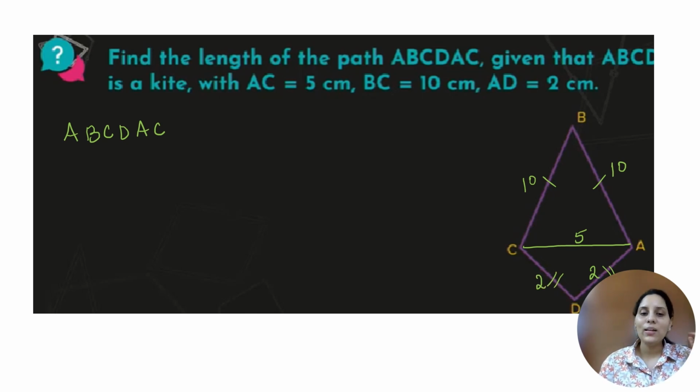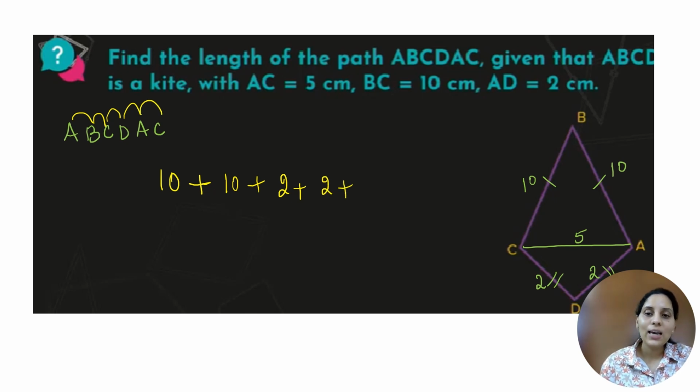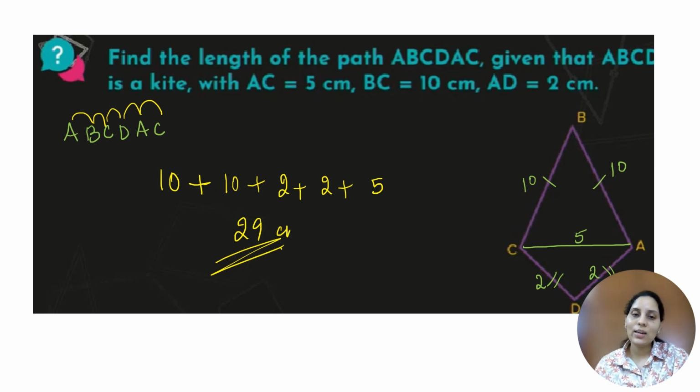Now to find the path, it becomes very easy. AB is 10, plus BC is again 10, plus CD is 2, plus DA is 2, plus AC, which is equal to 5. So 10 plus 10 is 20, 22, 24, 29 is the length of the path, 29 centimeters. I hope this is clear.